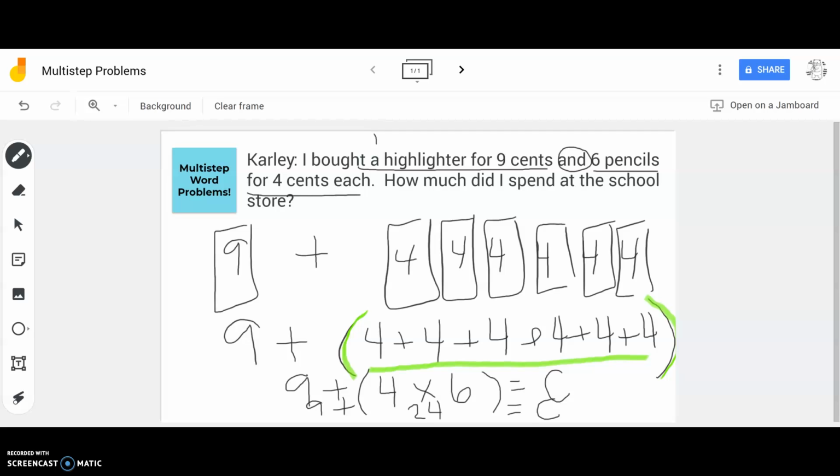9 plus 24 is 33 cents. So C equals 33 cents. There is my solution. I'm going to double check that I have all of my pieces real fast. I have my equation, my variable, my solution, and my label. That is how a multi-step problem, taking my time, reading and rereading, drawing a picture, and breaking it down into parts. Good luck.